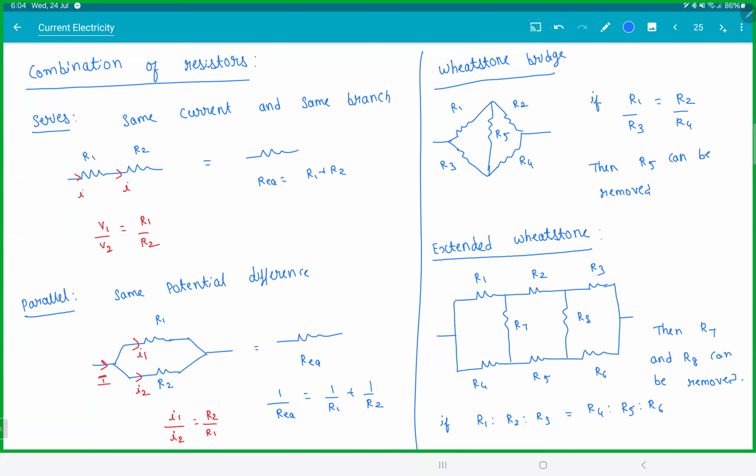Clear with this stuff? This though you already know. This is the fourth time you're seeing. First time we saw in heat transfer, then we saw in Poiseuille's equation, we saw in capacitors, now we're seeing in current. Let's see some questions.